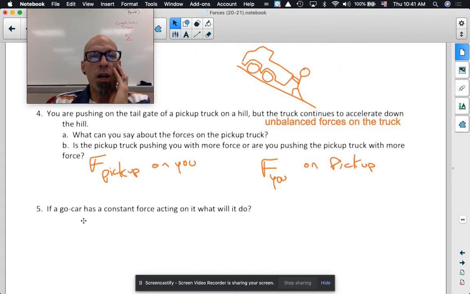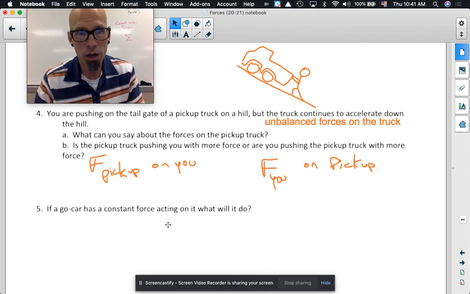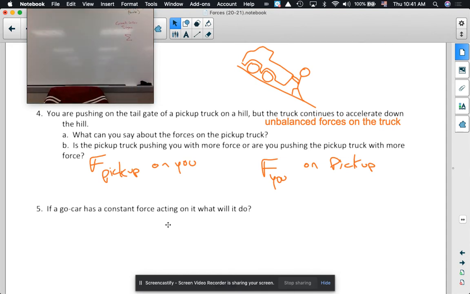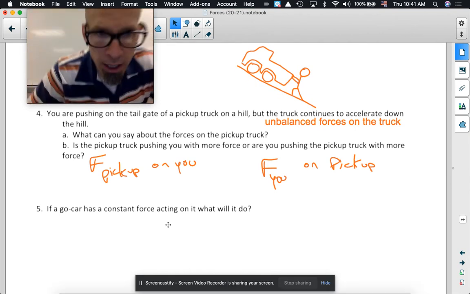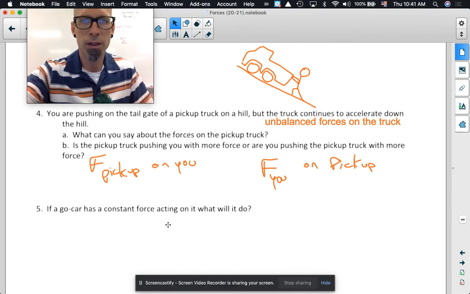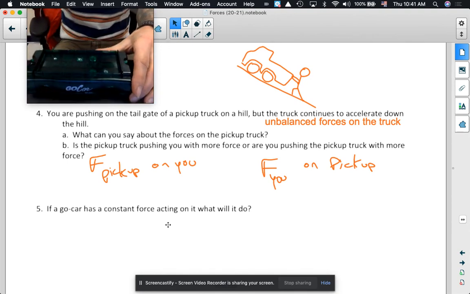Number 5, if a go-car has a constant force acting on it, what will it do? A go-car with a constant force on it, what will it do? Now, most people, when they hear that the go-car has a constant force, say it's going to move with a constant velocity. Let's see if I can show the go-car. Oh, look at that, right there it is.